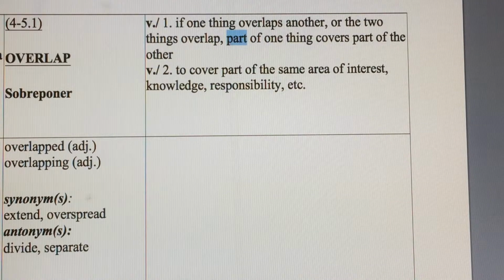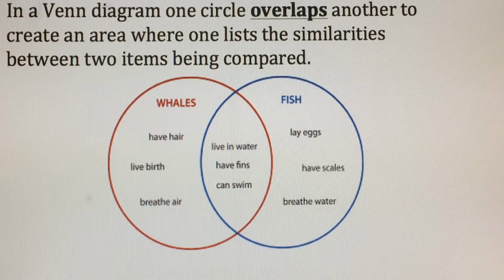And in our academic sentence, we saw that in a Venn diagram, one circle overlaps another to create an area where one lists the similarities between the 2 items being compared. We use this as a reading strategy for compare and contrast, but you can use this in any of your academic subjects.